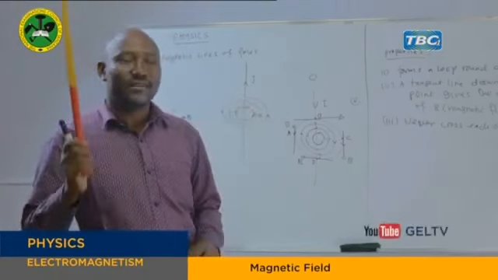Property number four, as we did in your class: when the magnetic line of forces are close to each other, the strength of the magnetic field is very high.